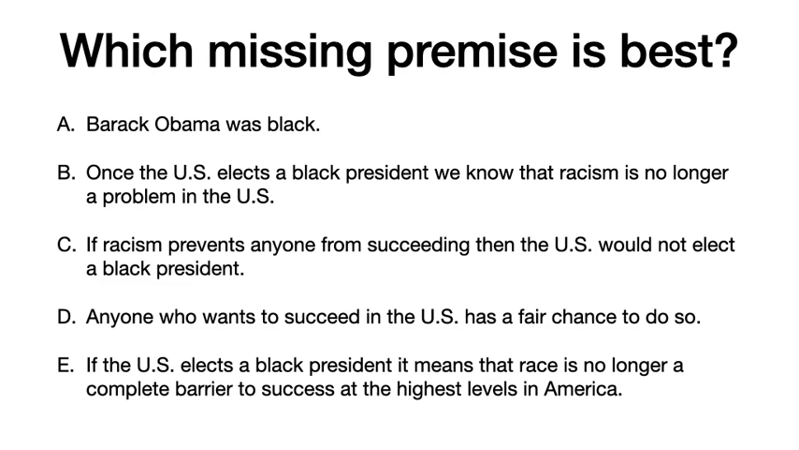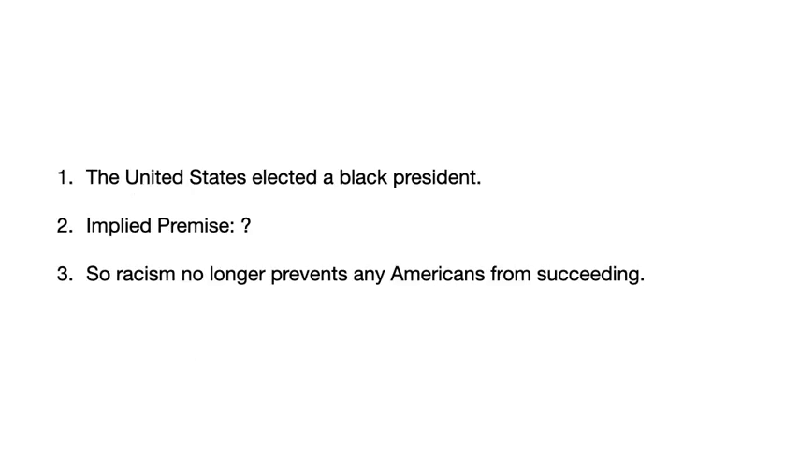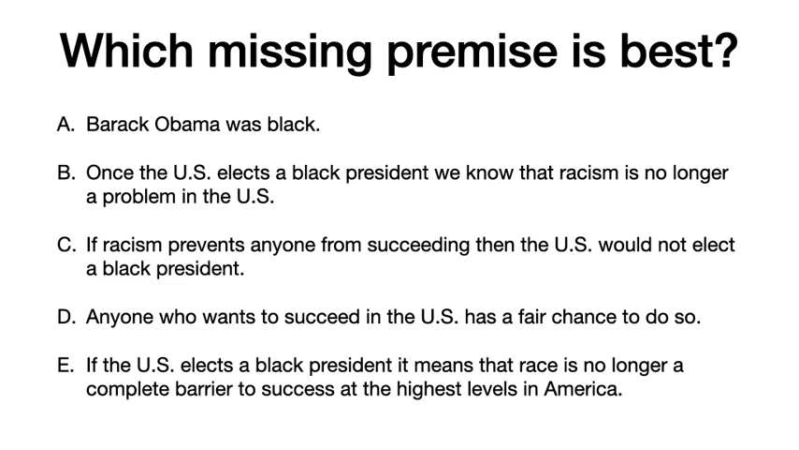Well, let's look at E. If the US elects a black president, it means that race is no longer a complete barrier to success at the highest levels in America. Well, again, it talks about some of the same things that the conclusion does, and it would probably fill this in to a certain extent, but it doesn't match the language of the premise we have or the conclusion.